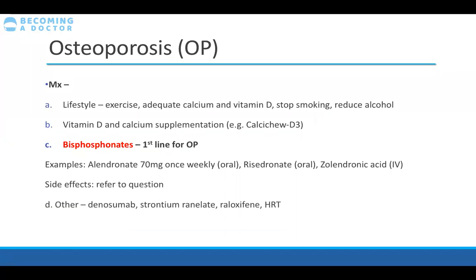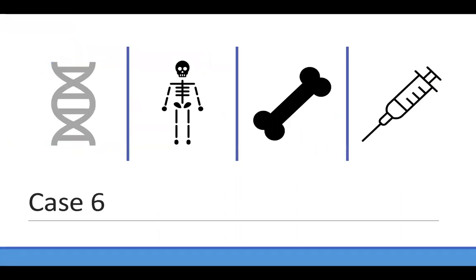Other things, if bisphosphonates are not working for some reason or they're reacting quite badly, there are a number of options: denosumab, strontium, raloxifene, hormone replacement therapy, especially in postmenopausal women. These are things just to keep in the back of your mind, but bisphosphonates are the ones you should remember. And then you want to follow them up.